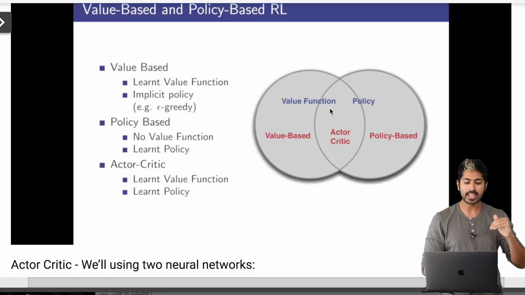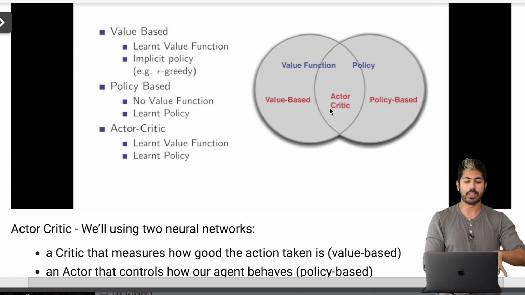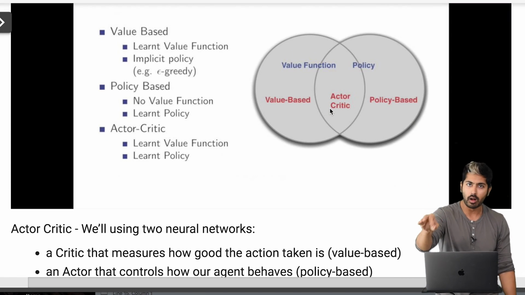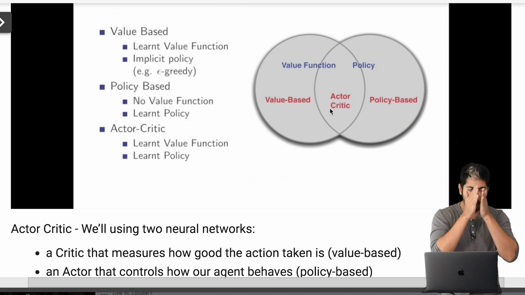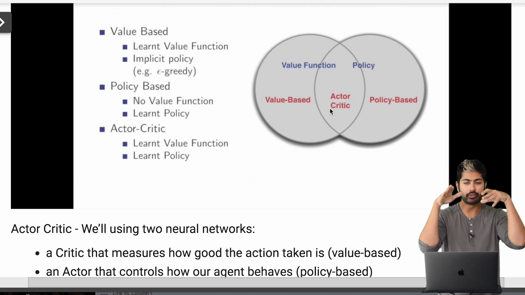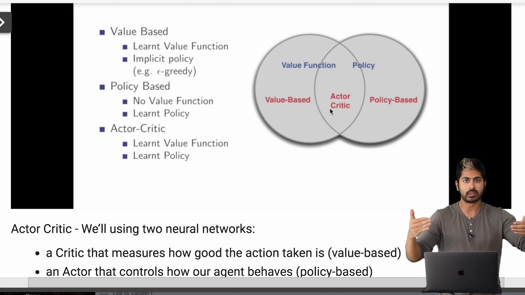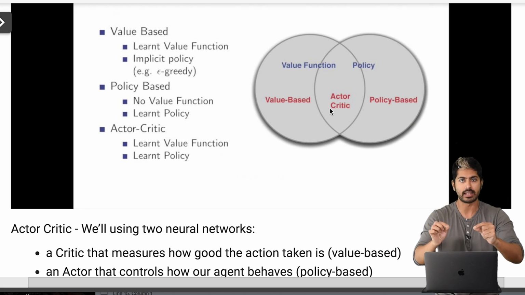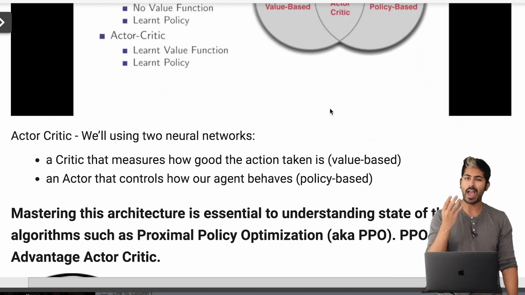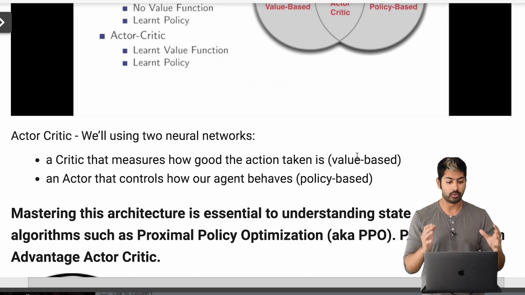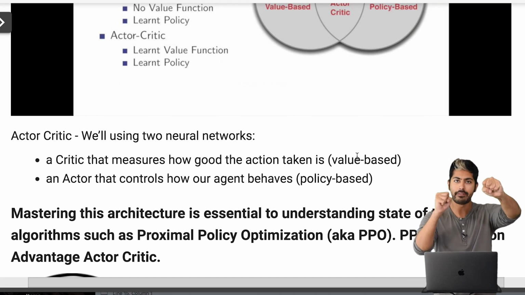So that's the idea. But it turns out that both value-based methods and policy-based methods, there's some methods that only focus on the value function. There's some methods that only focus on the policy function. The better version of this is to combine both, and that's actor critic. It's a hybrid approach to both. So how does this work? Well, we have two neural networks. We have a critic network, and then we have an actor network.